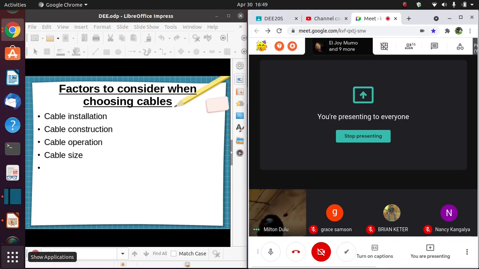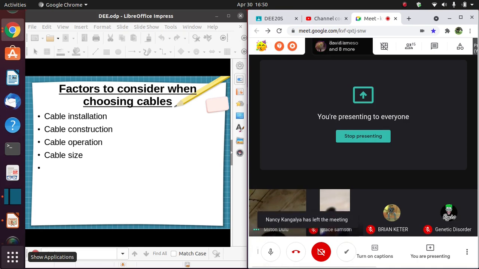Cable size. Cable size is one of the most important factors to consider. Cable size can be a topic on its own. Tunaweza cover cable size a whole semester because there are calculations that are usually done so as to determine the perfect size of the cable. Now, what are some of the factors you consider while choosing cable size? The current carrying capacity of that cable.